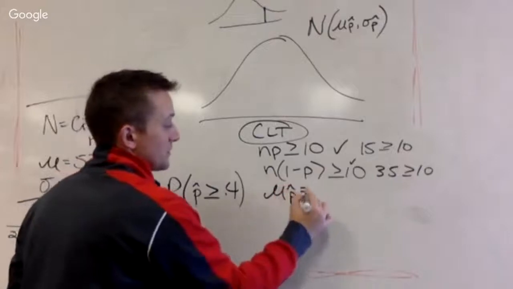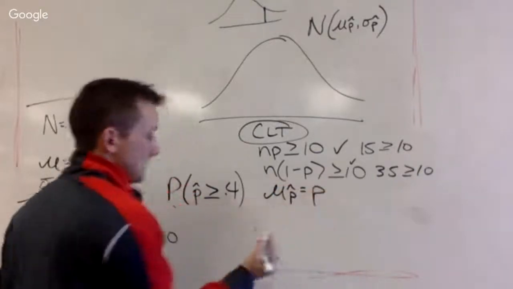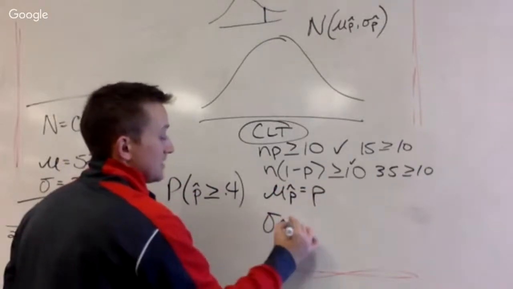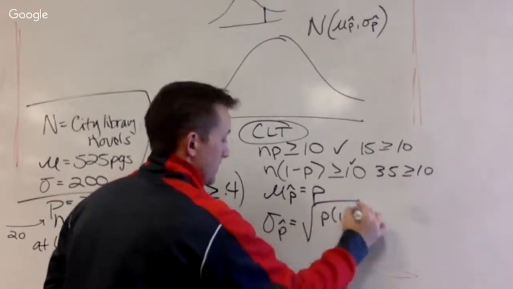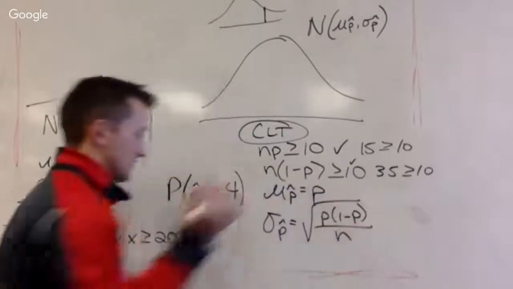Now, to find the mean of p hat, we'll just put it right down below. This is straight from the formula sheet, so don't freak out. The mean equals p, so 0.3. And the standard deviation of p hat is the square root of p times 1 minus p, divided by n.